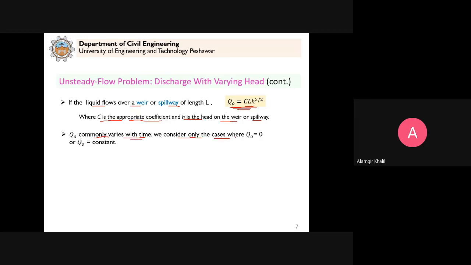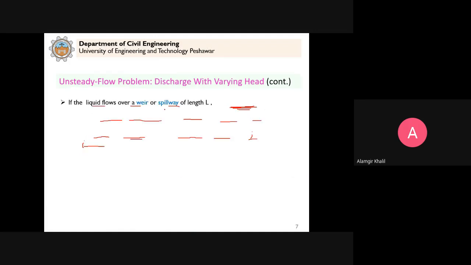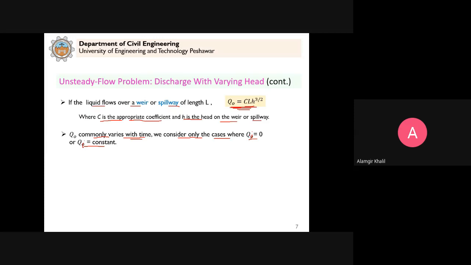We consider only the cases where Q naught is equal to 0 or Q naught is equal to constant. This is actually Qi: Qi is equal to 0 or Qi is equal to constant. So in this equation we have the inflow discharge and the outflow discharge. For any case that we consider, Q naught can be represented by these equations, either for an orifice or pipe, or for a weir or spillway, clear? Q naught will be represented by these formulas as you already studied in discharge measurement. But in case of Qi, the inflow, we will consider either equal to 0 or equal to constant.